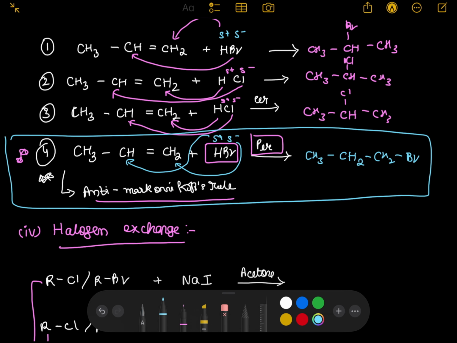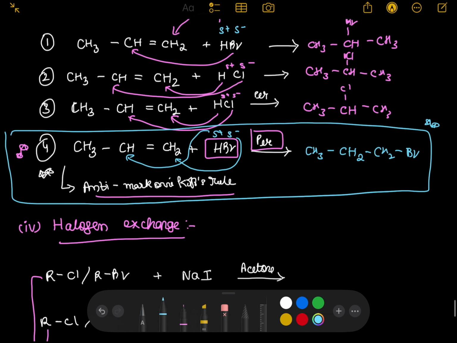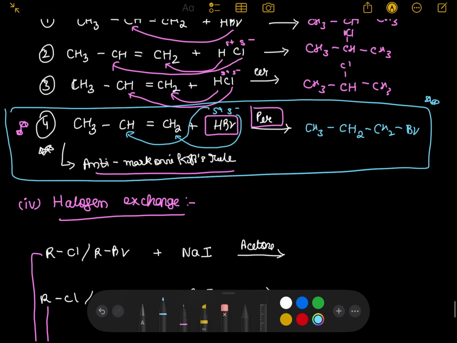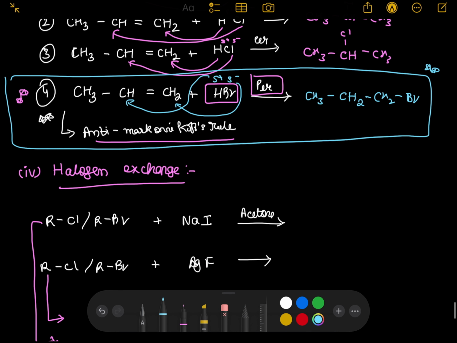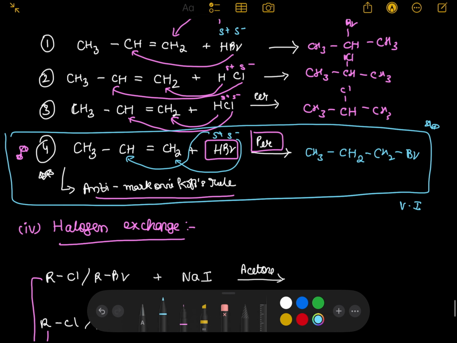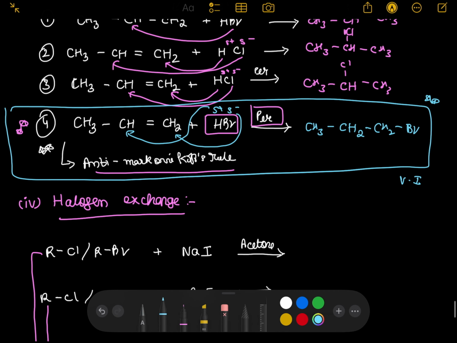Remember, whenever I want to convert a double bond to an alkane with a halogen, I will use this reaction. This is a very important reaction. Now this only happens with HBr in presence of peroxide. It does not happen with HCl in presence of peroxide. When I'm using HCl and peroxide, I'm still getting Markovnikov's rule. Anti-Markovnikov's rule is only followed when I'm using HBr and peroxide.